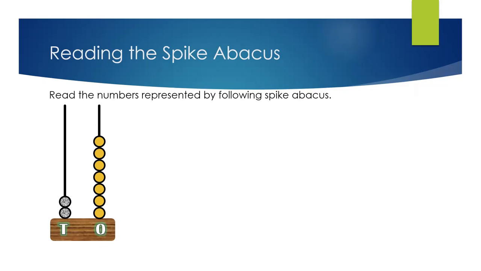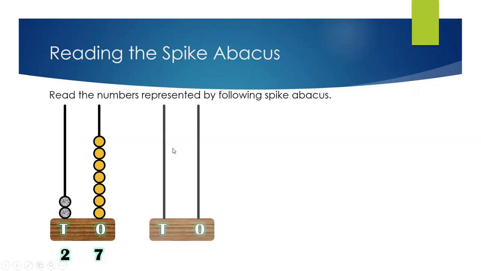So count the number of beads. Here we have 1, 2, 3, 4, 5, 6, 7. So we can say that we have 7 ones. So here is the 7 ones, and how many tens are there? There are 1 and 2. There are 2 tens. So the number represented by this spike abacus is 27. Here we go with another question.